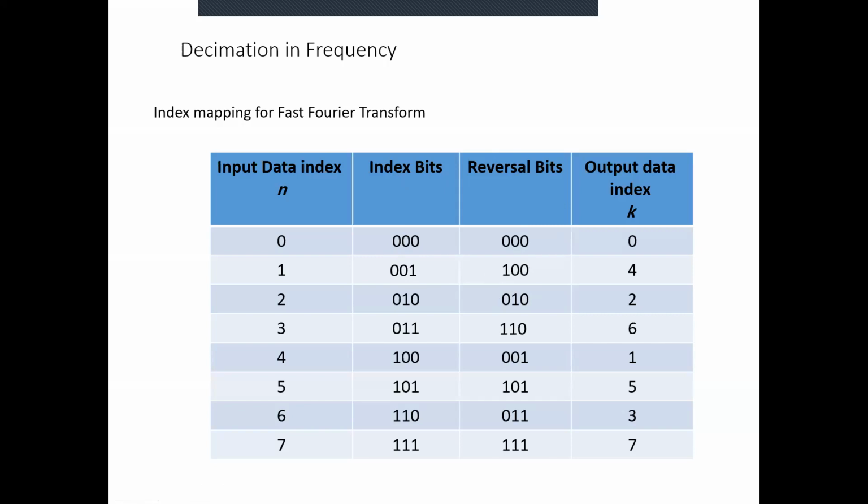So what are we going to do? We are switching between the first and last bit. Look, the 1 becomes 4, 2 stays 2, and 3 becomes 6. Moving the first one to the last and the last to the first: 3 becomes 6, 4 becomes 1, 5 stays 5, 6 becomes 3, and 7 stays 7. In this way, we apply the bit reversal approach to determine the correct output.